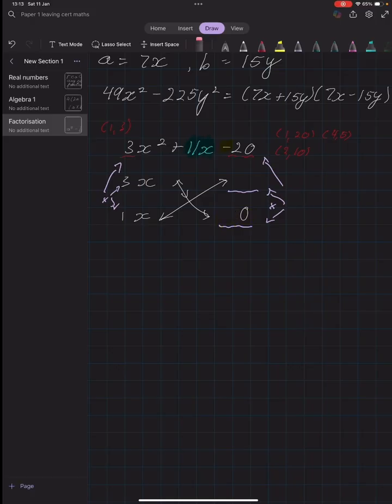minus 1 and 20. Again, if I did 20 and then 1, I also get something that's way too big. Okay, so it's not these two. Now let's try 4 and 5.